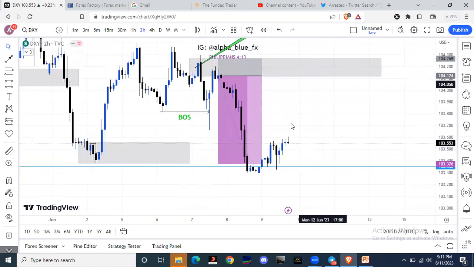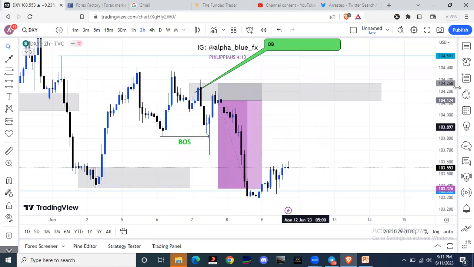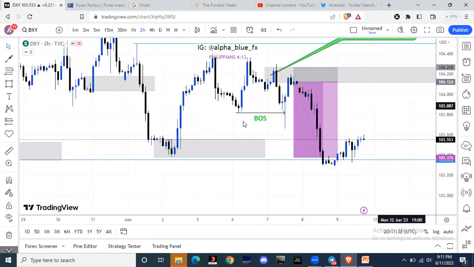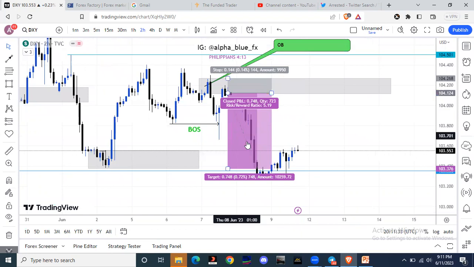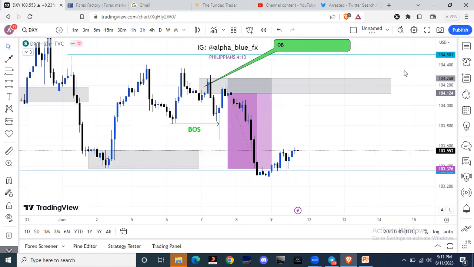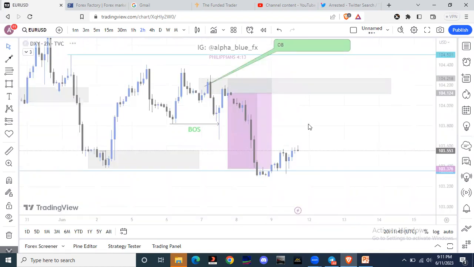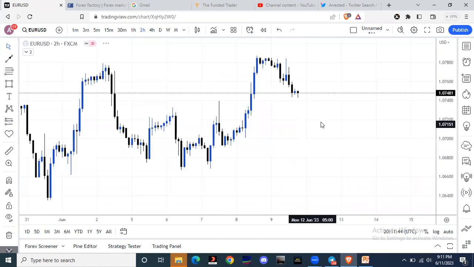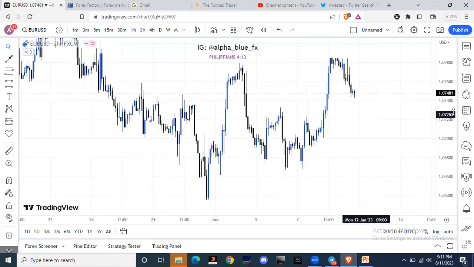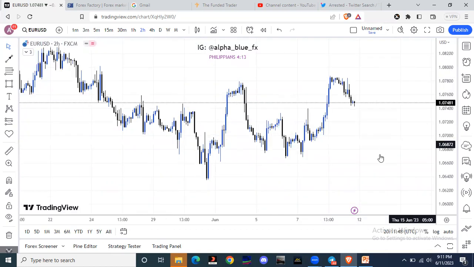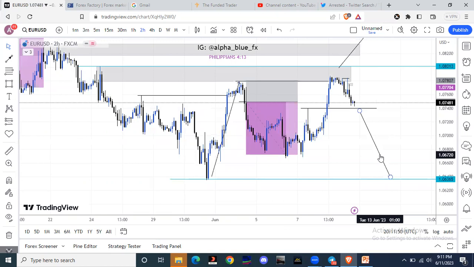So if you were trading an order block based strategy, this will have given you a 1 to 5 risk to reward trade. As simple as this is.